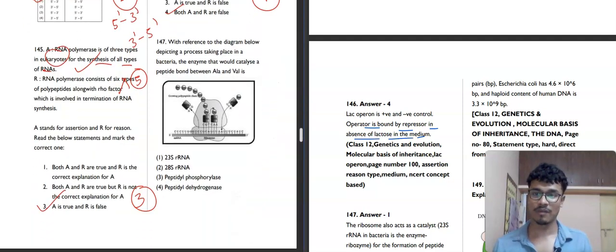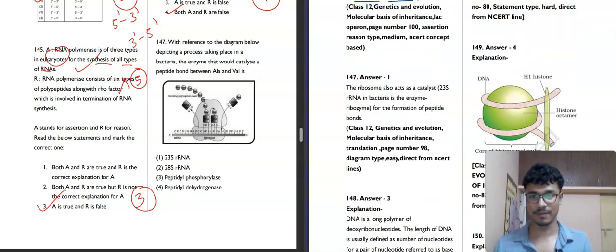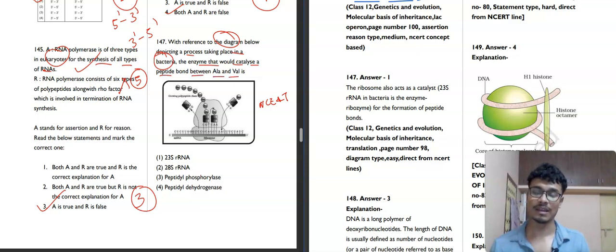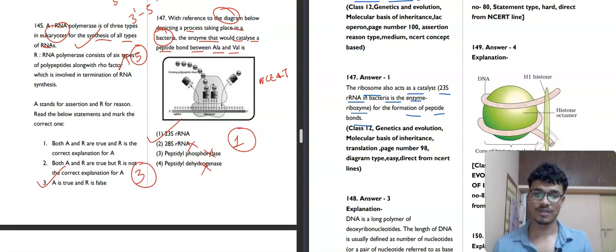Okay. Now I will move towards the next question, question number 147. With reference to the diagram below depicting a process, we have seen this in your NCERT diagram, taking place in a bacteria. Bacteria means prokaryote. The enzyme that would catalyze a peptide bond between alanine and valine. So what do you think? What is the enzyme that also acts as a catalyst? So the ribosome also acts as a catalyst. The ribozyme 23S rRNA in bacteria is the enzyme, the ribozyme, for the formation of peptide bond. So for bacteria it is saying 23S rRNA. So the first option here is our correct answer. Not 23S peptide phosphorylase, or peptidyl dehydrogenase. The first option here is our correct answer.